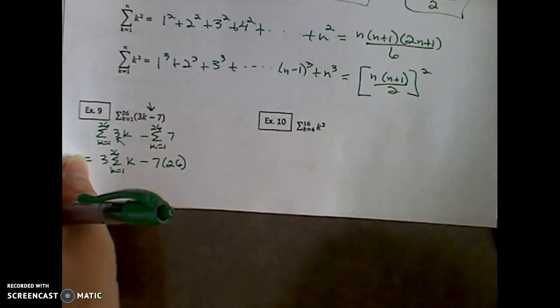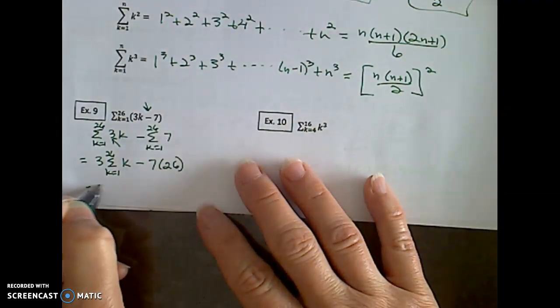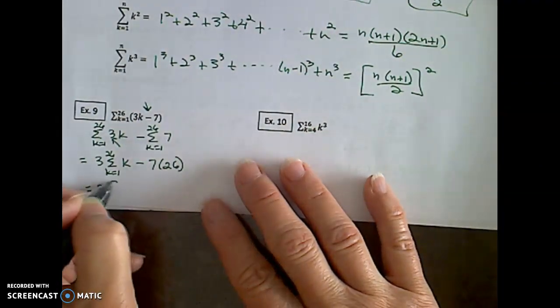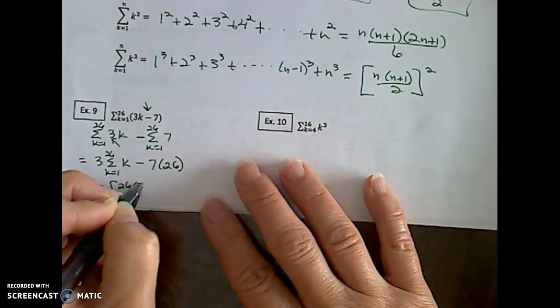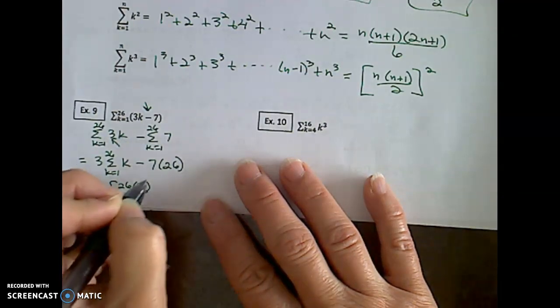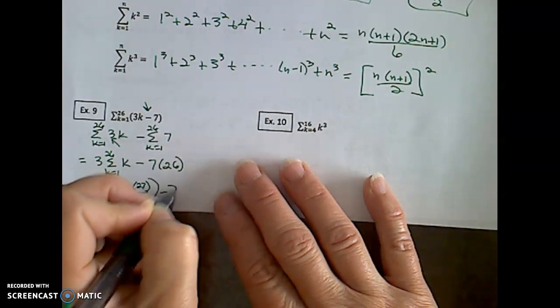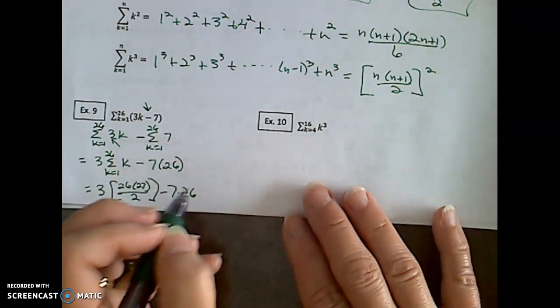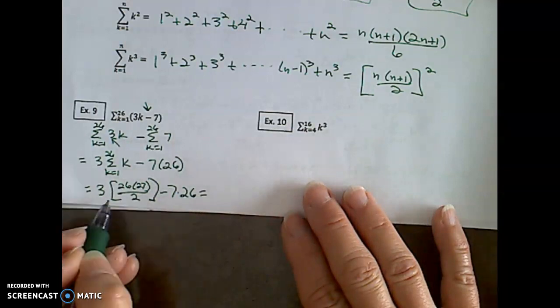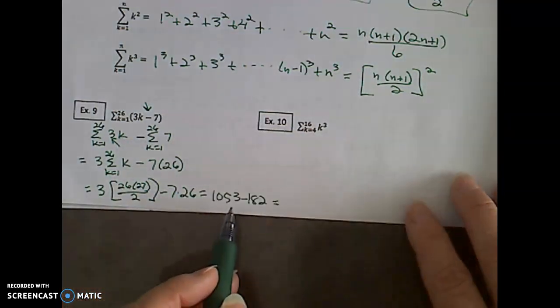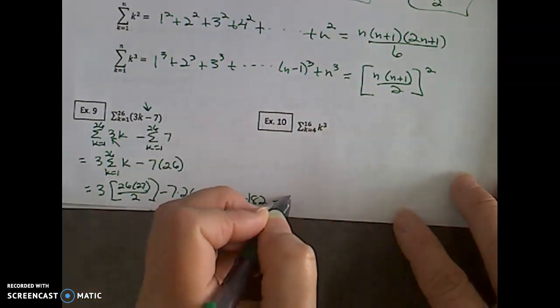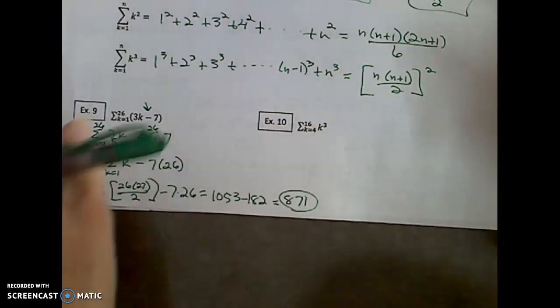Alrighty, so let's plug in, and that is 3 times n, 26, times n plus 1, 27, divided by 2, minus whatever 7 times 26 is. Pick up your calculators if you would. Calculate, calculate, I'll pause. Alright, I got 1053 minus 182, which is 871 on my calculator.